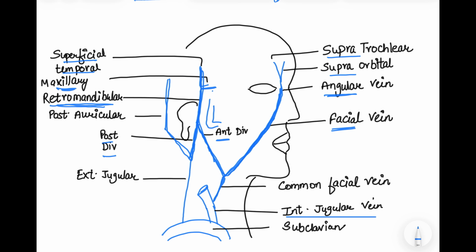Whereas the posterior one will join with another vein which is just behind your auricle. You will call it the posterior auricular. This will join with the posterior division, forming the external jugular vein, finally reaching into the subclavian vein. So this is the venous drainage.